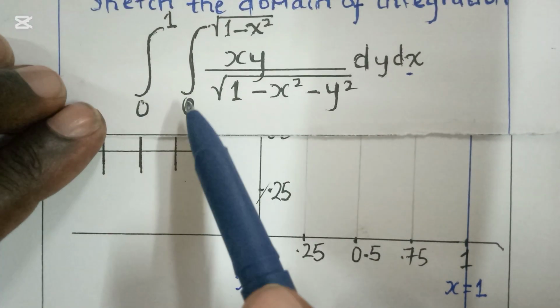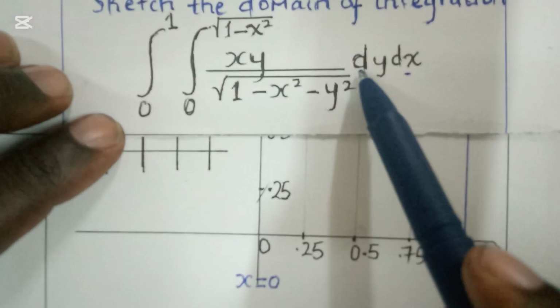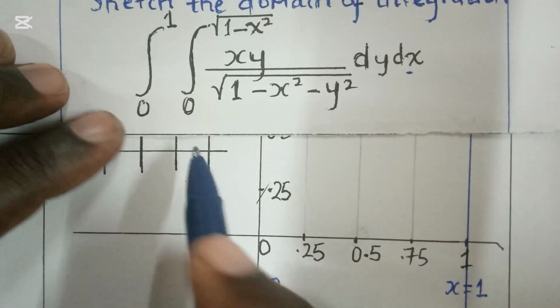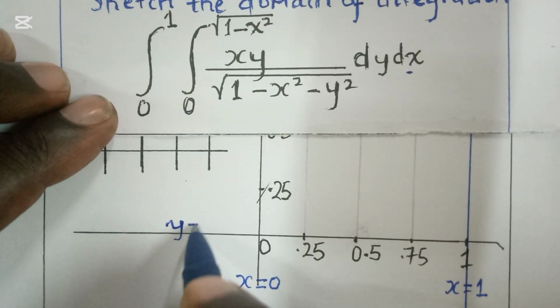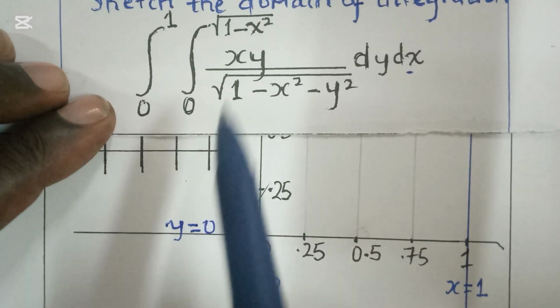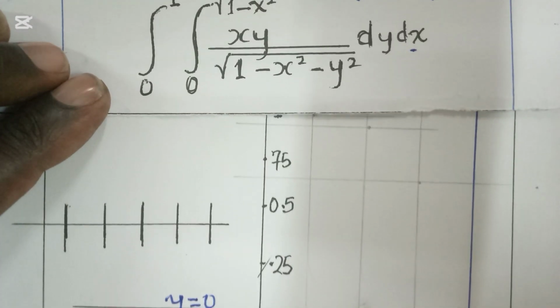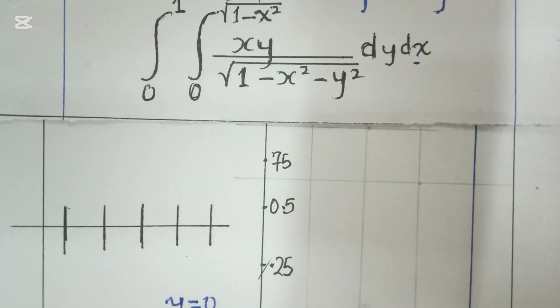Now we come to this. This 0 represents the lower limit along the dy axis, and the lower limit along the dy axis is going to be y equals to 0, and that is this line. The upper limit guys is going to be somewhere along here where we really do not know, but we are going to calculate and see, so that we can be able to know where it is.